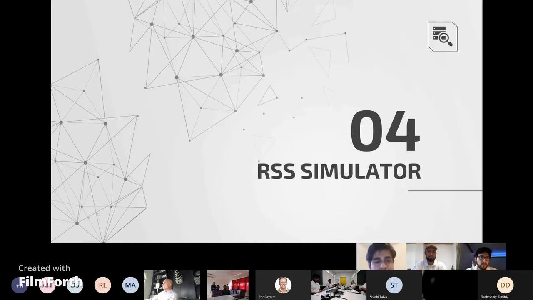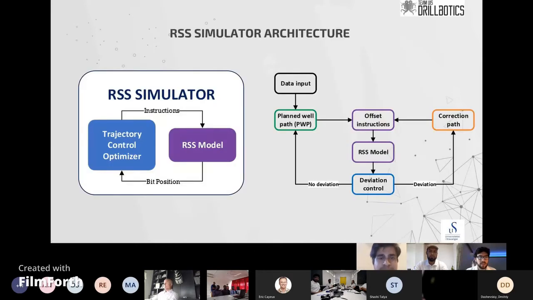Okay, so now I'm going to introduce the RTSA Simulator. The RTSA Simulator is basically made of two things: the trajectory control optimizer and the RSS model. The trajectory control optimizer gives the instruction to the RSS model, which simulates the bit behavior. And according to the simulated bit position, the trajectory control is going to determine if it has to change that instruction or keep the instruction, according to the azimuth and inclination.